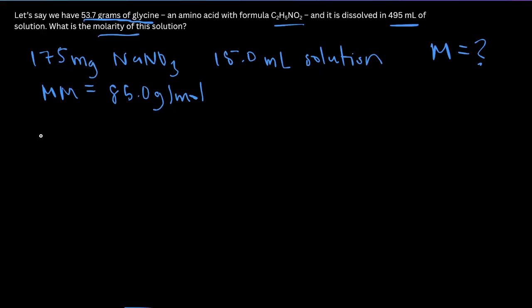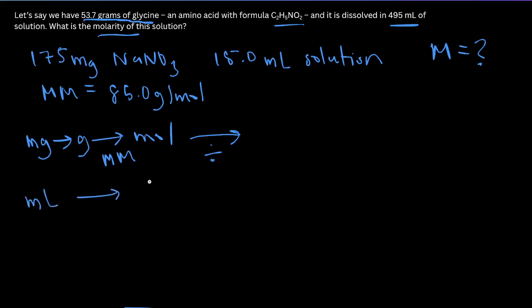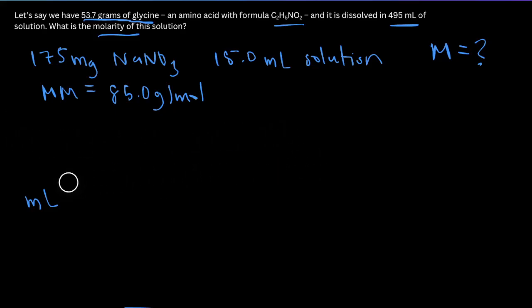So first, this is kind of pulling out a roadmap. We're going to have to go from milligrams to grams and then to moles using this molar mass. Then we're going to have to divide by, well, we can't actually divide first, right? We're going to have to first go from milliliters to liters, and then we're going to divide. It's moles by liters. Okay, that's pretty straightforward then. Okay, let's just do it.